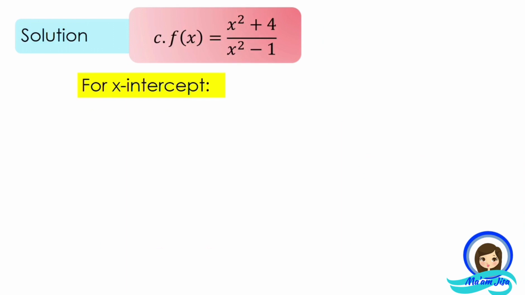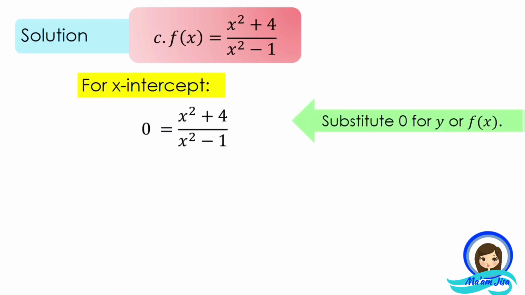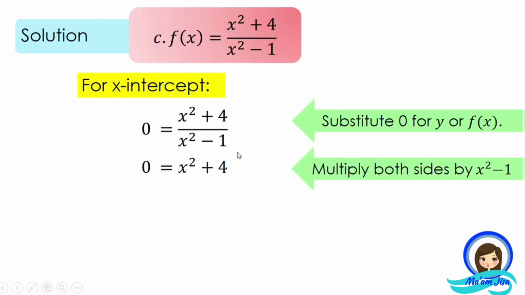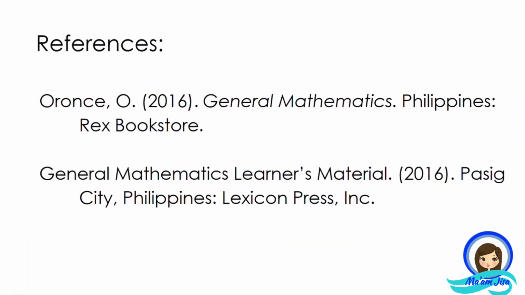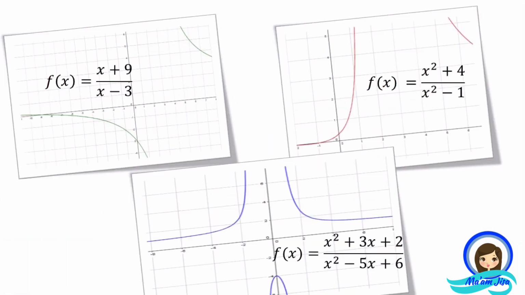For the x-intercept, again, we substitute 0 for y or f of x and then solve for x. Multiplying both sides by the LCD, we have the remaining in our equation, which is 0 equals x squared plus 4. We transpose 4 to the other side of the equation, and that leads us to -4 equals x squared. Finding the square root of -4 is already imaginary. Therefore, there is no solution for x squared plus 4 equals 0. Hence, there is no x-intercept.